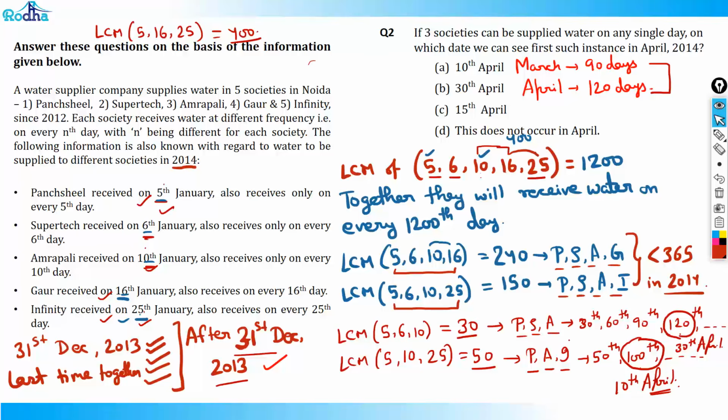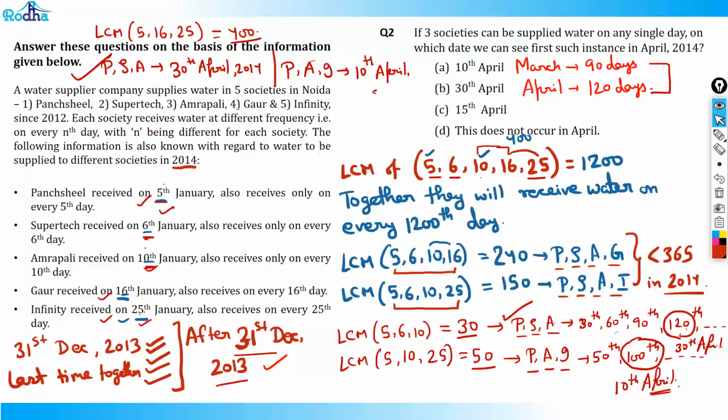So Panchsheel, Supertech and Amrapali would be receiving on every 30th day. So on the 120th day they'll receive, on 30th April 2014. Let me write it here. Panchsheel, Supertech and Amrapali will receive on 30th April 2014 together, right? Together, because of the 120th day. And Panchsheel, Amrapali and Infinity will receive on the 100th day, that is 10th April 2014.